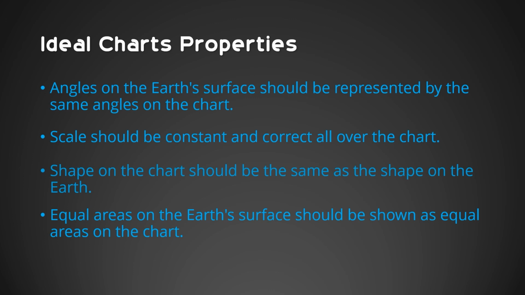No projection can satisfy all the ideal chart properties. Two of these requirements can never be fully satisfied. Scale can never be constant and correct. We can modify a chart mathematically to give nearly constant scale in small areas but not over large areas. Shape of large areas cannot be represented perfectly. However, it is possible to represent the shape of small areas reasonably accurately. The remaining two properties can be obtained on charts, but not all on the same chart.